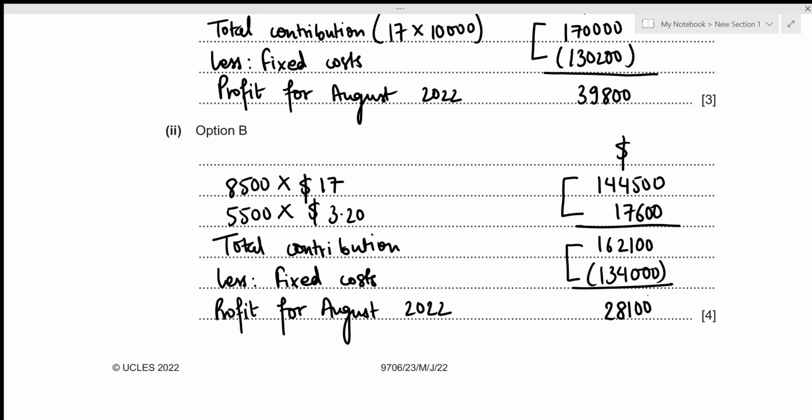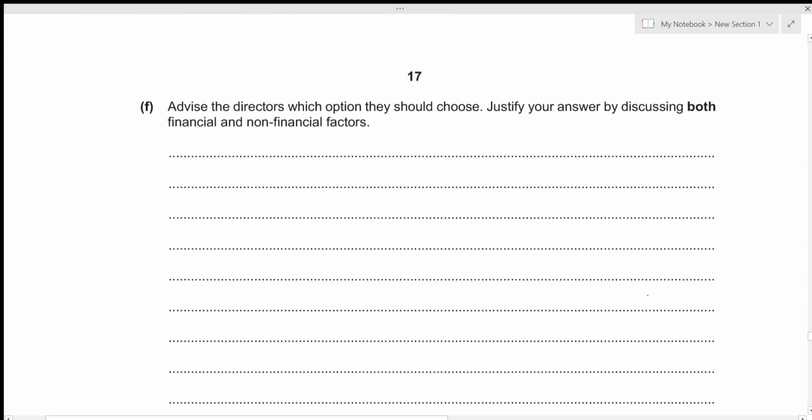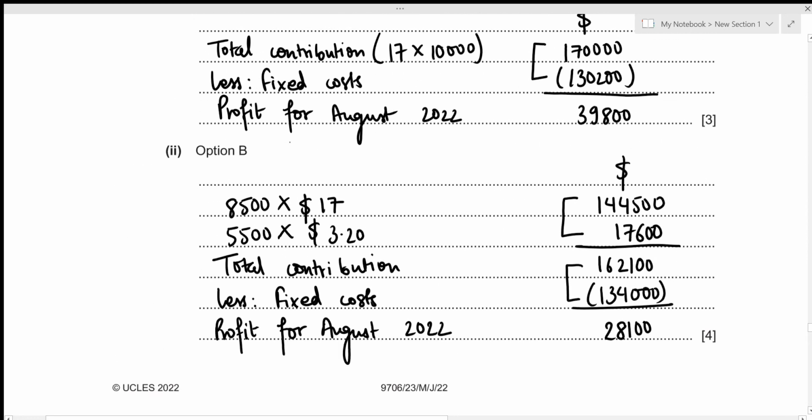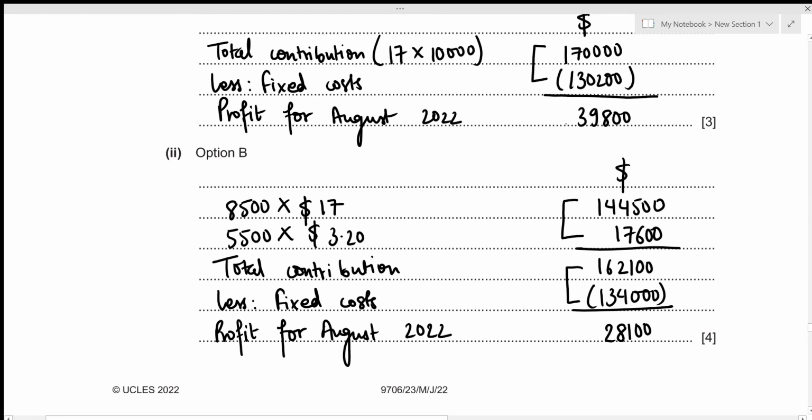Alright, this concludes the fifth part of this question. Now we can move towards the sixth one. We need to advise the directors which option they should choose. We need to justify our answer by discussing both financial and non-financial factors. Let's have a look at the profit. The profit for option A is 39,800, whereas the profit for option B is 28,100. In this case, the profit is obviously higher for option A.